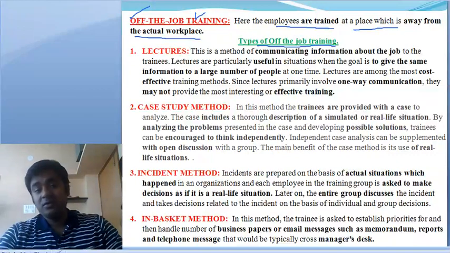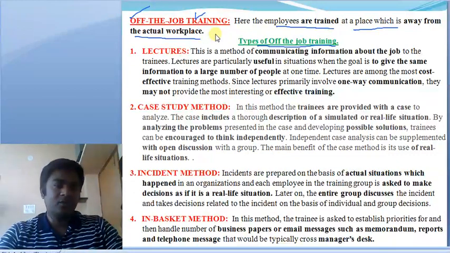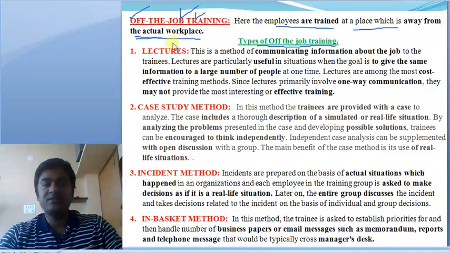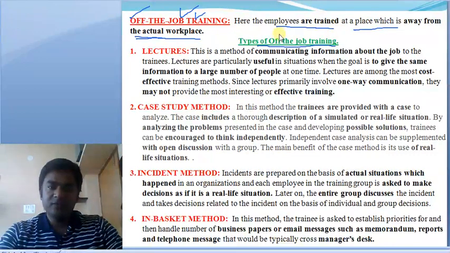In on the job training, what happens? The employees are trained at the workplace, but here training takes place at a place which is away from the workplace. The workplace is different and the place where training takes place is different. So there are different types of off the job training methods.